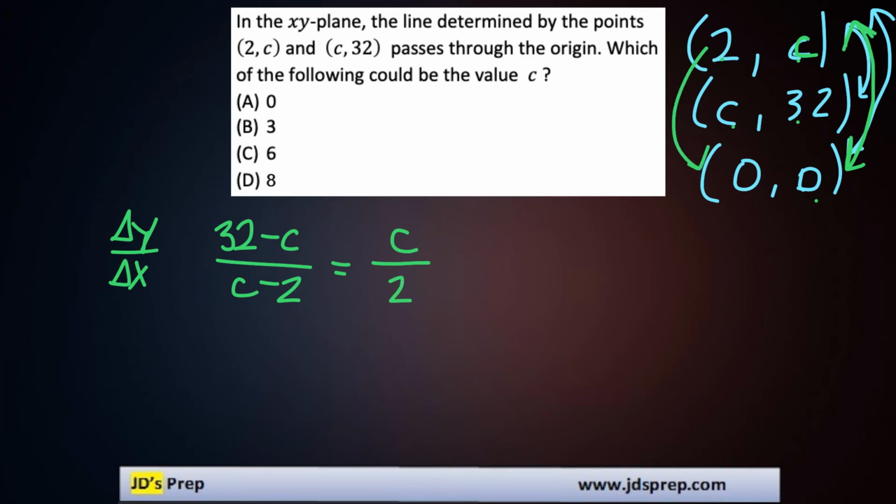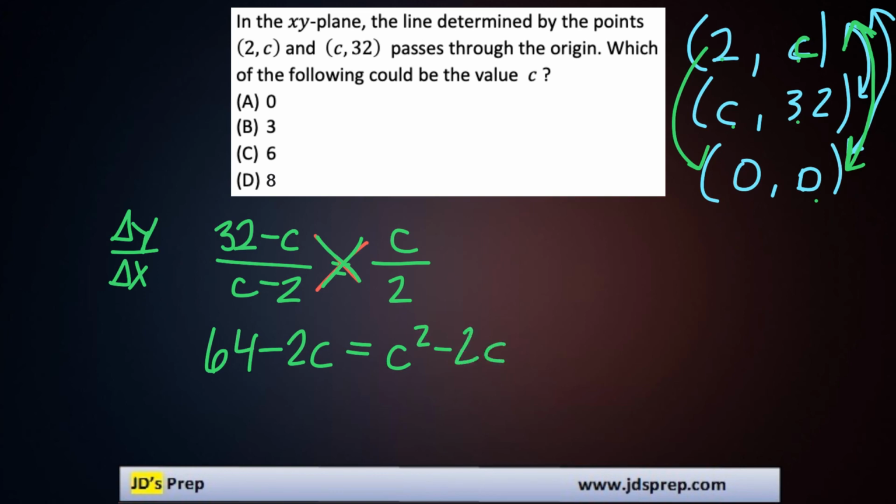Cool. So now we have an equation with our variable c that we should be able to solve for. A good strategy at this point would be to cross multiply. So let's multiply these first. 2 multiplied by 32 minus c would be 64 minus 2c. And then here, if we multiply c and c minus 2, it would be c squared minus 2c.